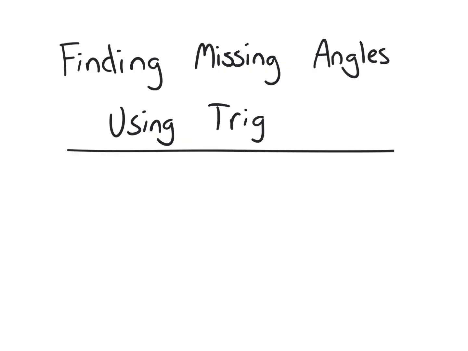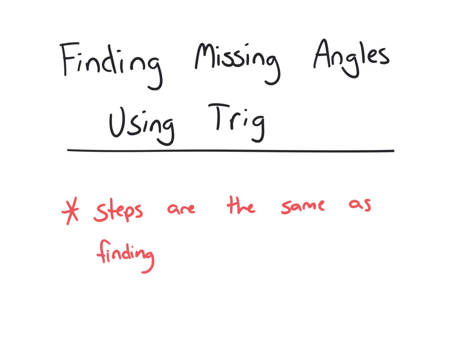What I want you to understand for this one, the steps are the same as finding missing sides using trig. The only thing that looks a little different is what we're looking for, where your x is going to be. Okay, because this time we're looking for the angle instead of the missing side. But all of those 4 steps are the exact same as what they were from finding missing sides.